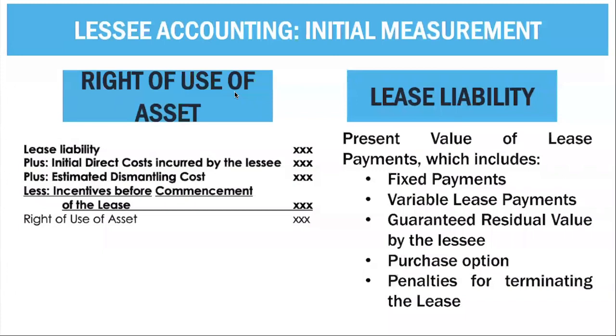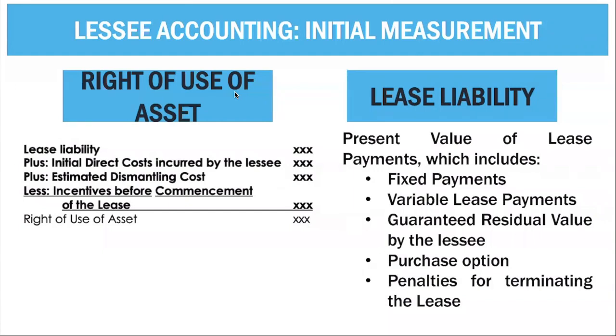So now we go with your measurement. So initially, we need to measure your lease as a right of use asset recognition, and then your lease liability. Now the question is, what composes your right of use asset and what composes your lease liability? First, the composition of your right of use asset. So your right of use asset is composed of your lease liability, which we will discuss later, initial direct costs incurred by the lessee, less estimated dismantling costs, less incentives before commencement of the lease. So that's how we will compute for the right of use asset.